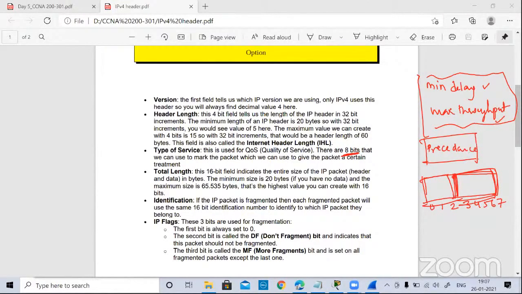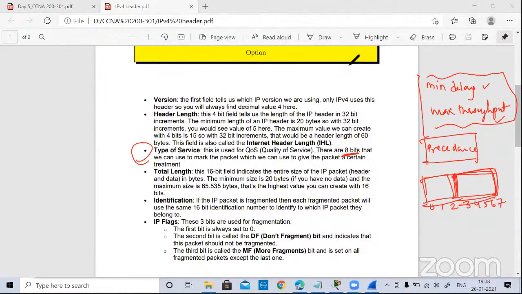Now this is something more in detail, and I will not go that much in detail presently, because when we understand the different services or quality of services, I'll come back to this point of type of service. As of now, you can understand that it determines the quality of service based on the precedence and on what kind of parameters we want: minimum delay, maximum throughput, etc. So this is related to type of service.